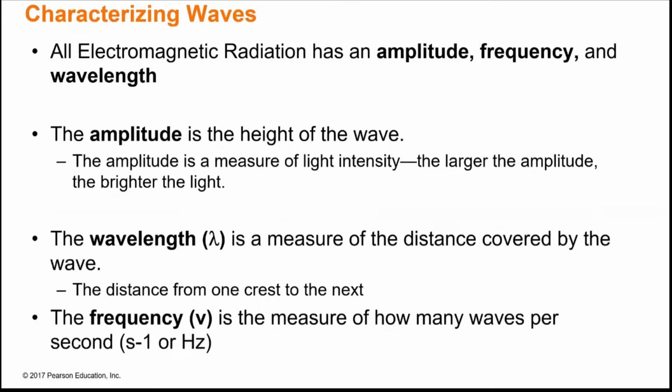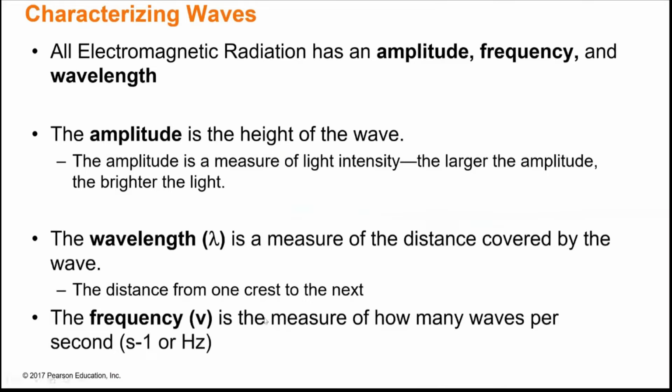So one of the wave-like properties, or a few of the wave-like properties, are amplitude, frequency, and wavelength. Now the amplitude is the height of the wave, and if we're referring to light, this is how bright a light is. The wavelength is the measure of the distance covered by a wave, so this is usually in meters, and it can be in nanometers if we're talking about the visible light spectrum, where it goes from violet, which is around 300 to 400 nanometers, all the way to red light, which is around 700 to 800 nanometers.